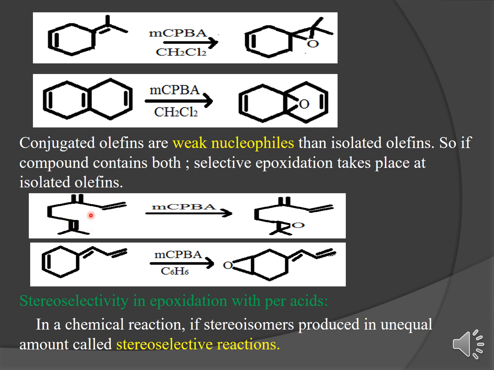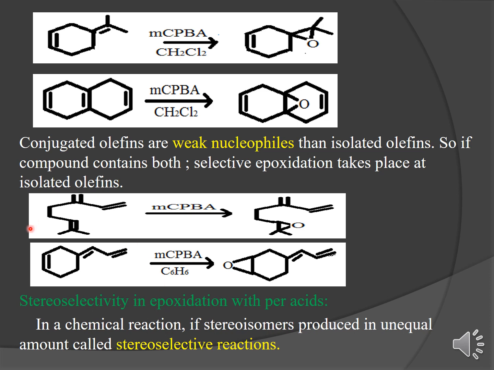So if you take this starting material and treat it with MCPBA, that is metachloroperbenzoic acid, this part of the alkene is getting affected irrespective of this alkene. Then moving on to the next point, again this part is getting affected rather than this side, and here you are doing this reaction in the presence of benzene.